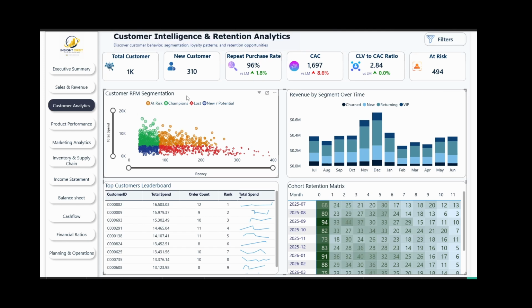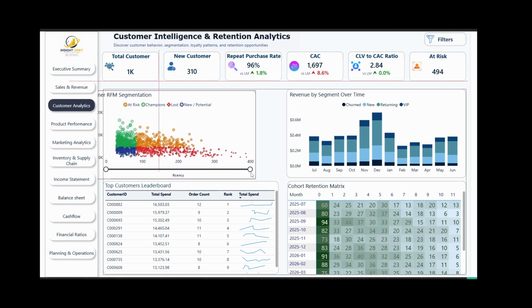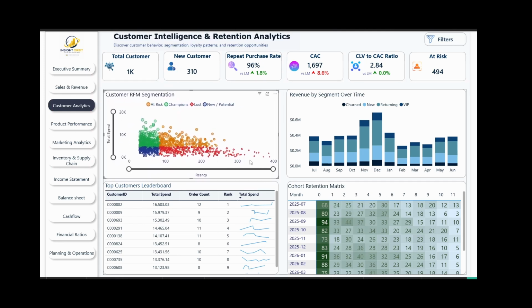These metrics help the business understand customer growth and retention. One of the most important features of this page is RFM segment analysis. The customers are evaluated using three measures: recency, frequency, and monetary value. Using these metrics, the business can identify loyal customers, high-valued customers, new customers, and at-risk customers. And this makes customer targeting more effective.